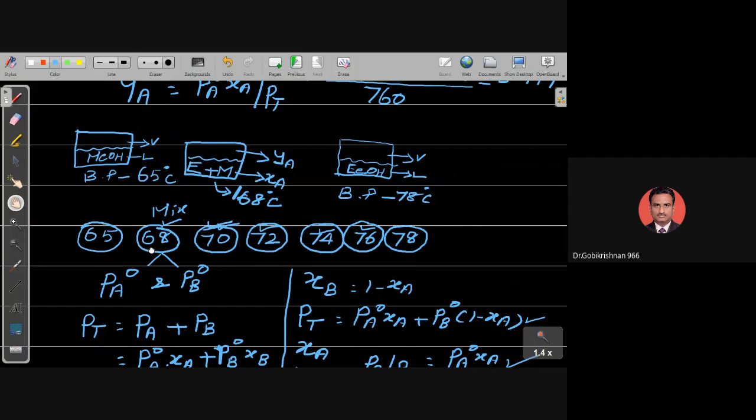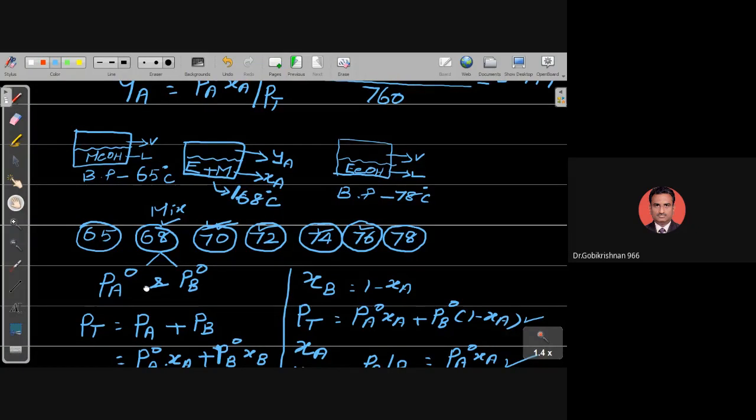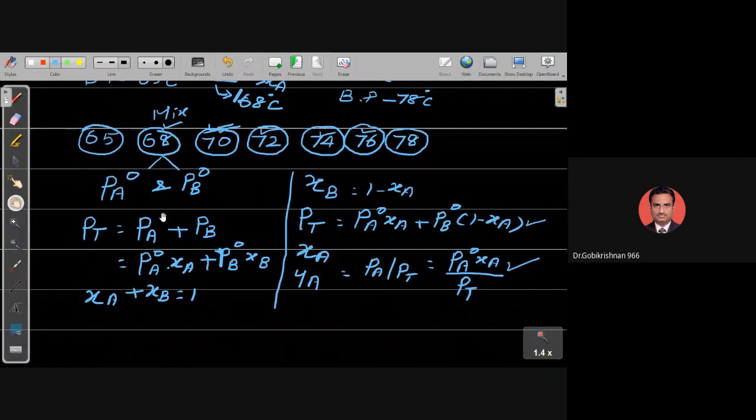68. And on the right side you have to find out the value of this PA0 you are getting. Similarly for PB0 also you have to find out. After finding the values of PA and PB, you use this expression: the total pressure of the vapor is equal to the partial pressure of ethanol plus the partial pressure of methanol.